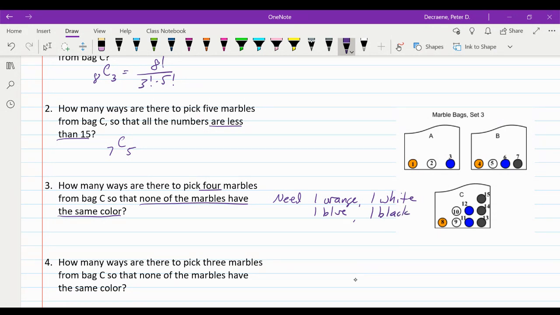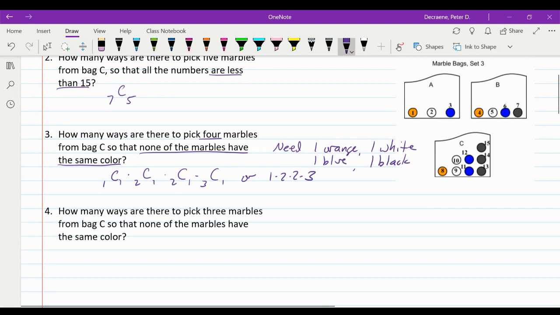So that means I need to pick the orange. So out of the 1 orange, choose 1, times out of the 2 whites, choose 1, out of the 2 blues, choose 1, and out of the 3 blacks, choose 1. You could also write this as 1 times 2 times 2 times 3. That's the fundamental counting principle again.